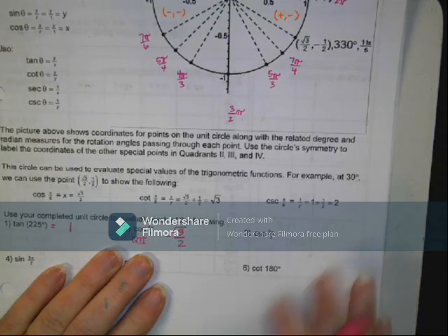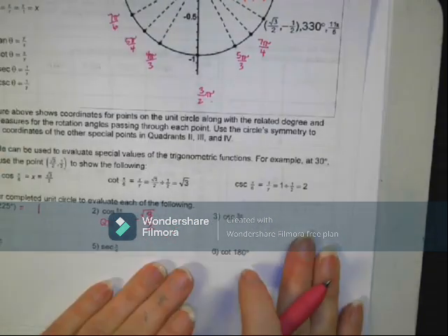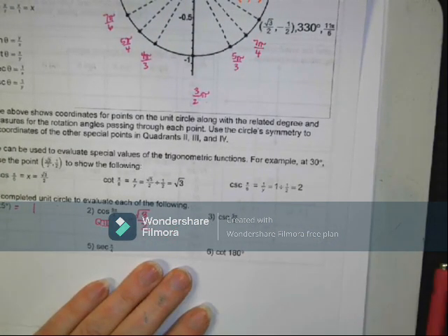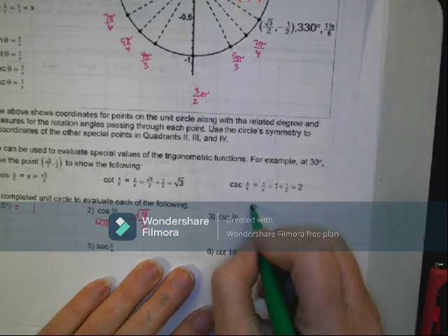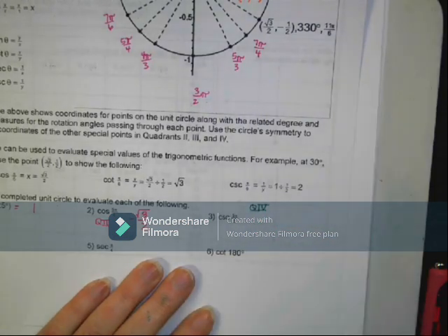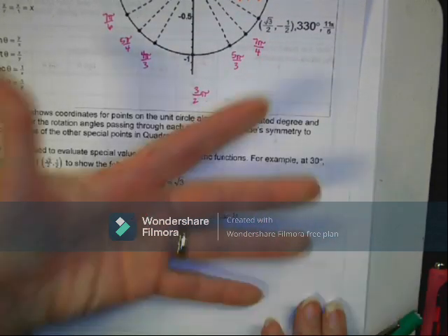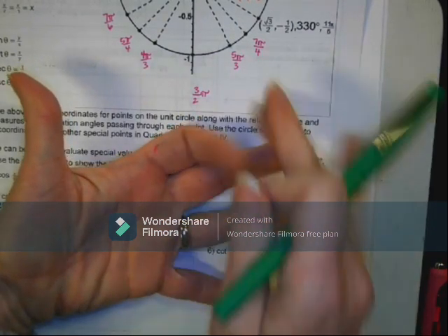All right, let's do cosecant of 5 pi over 3. What quadrant are we in? Quadrant 4. All right, 5 pi over 3. My reference angle is pi over 3. 6, 4, 3. So this one's the one I fold in.